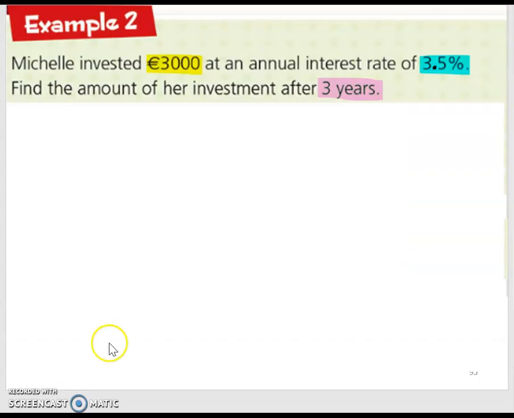So now we're going to look at a couple of examples using that formula. Michelle invests €3,000 at an annual interest rate of 3.5%. Find the amount of her investment at the end of 3 years. So the €3,000 is her principal amount, the amount she invests. The interest rate, the I, is 3.5%, and the T, time, is 3 years.